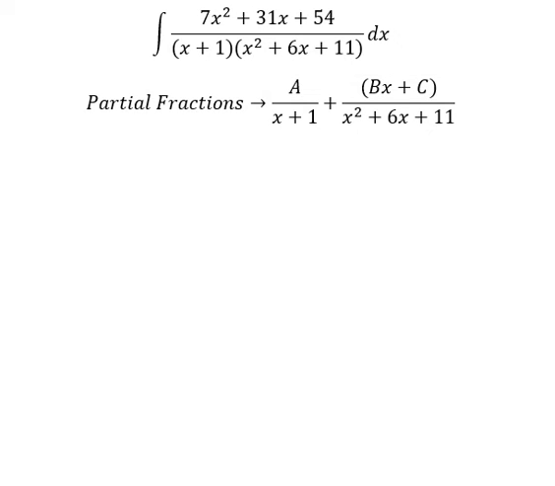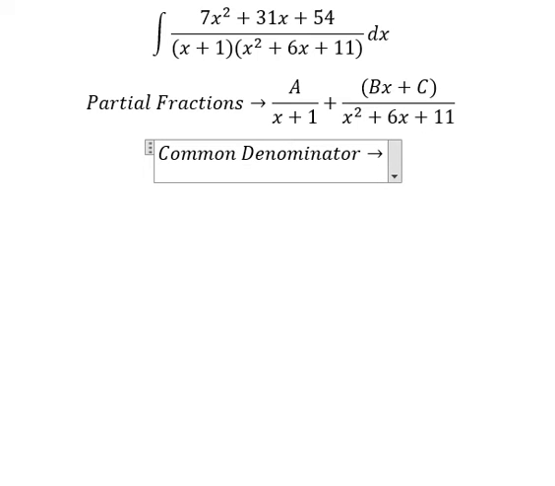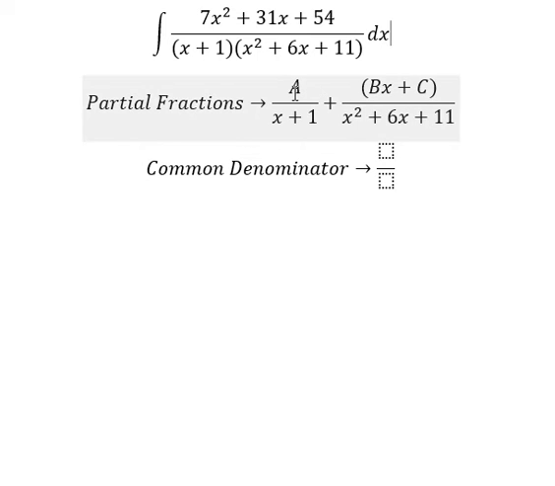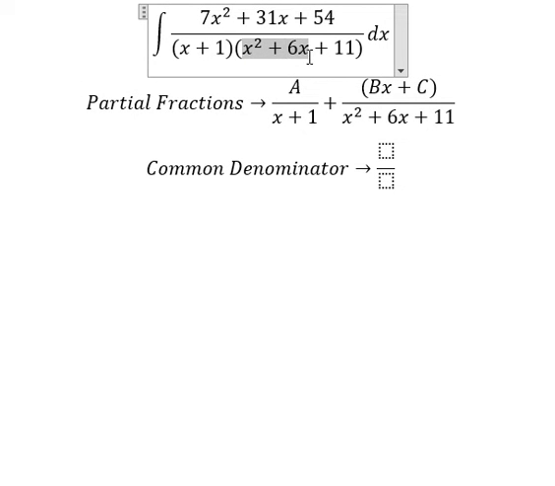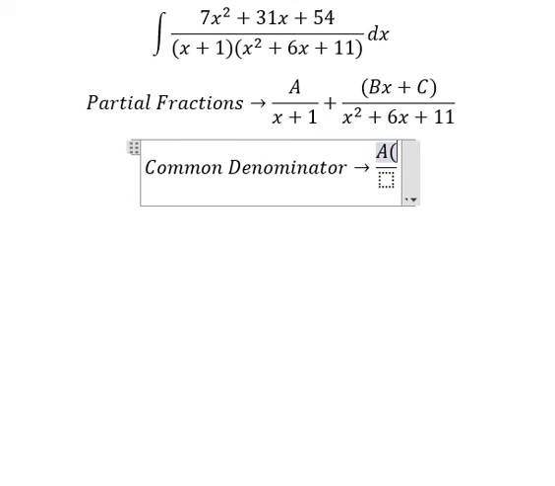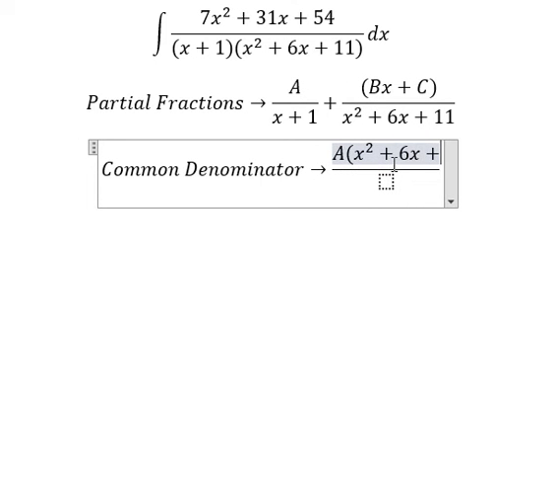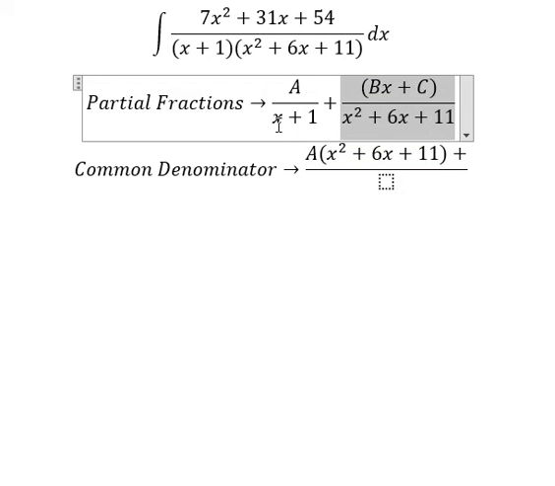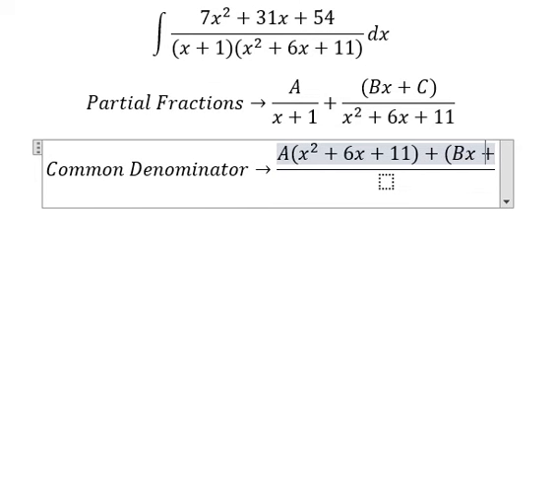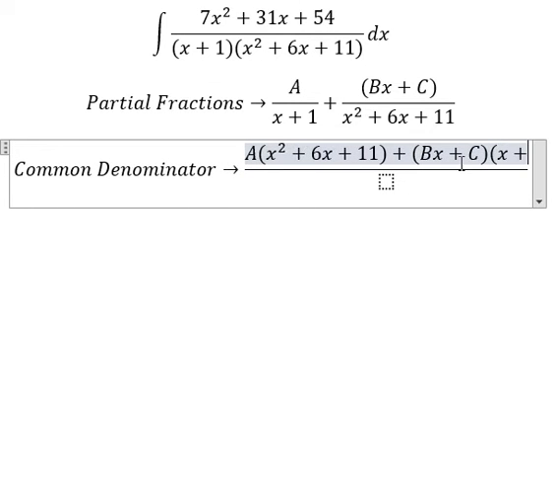Next, we need to do the common denominator. For this one, it is missing s squared plus 6s plus 11. So capital A is multiplied by this one. For this one, it is missing s plus 1. So Bs plus C is multiplied by s plus 1.